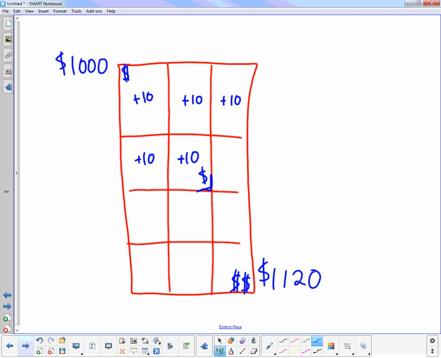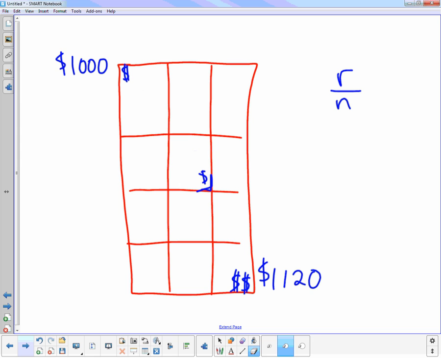So this is why we see the term R divided by N, because you're taking the rate and you're splitting it into how many chunks. Okay? One thing I could say is compounded. Well, if I compounded quarterly, that's every 3 months, so 4 times. So I would get, at the end of this month, I would get $30.